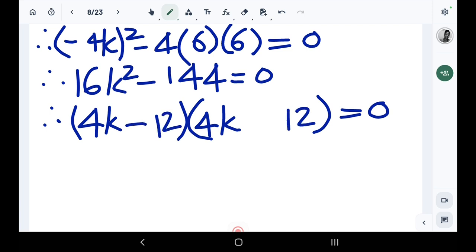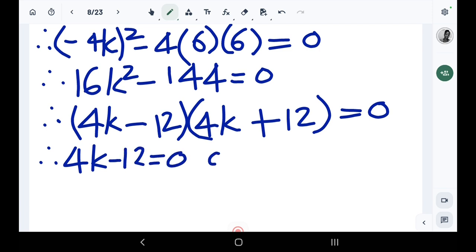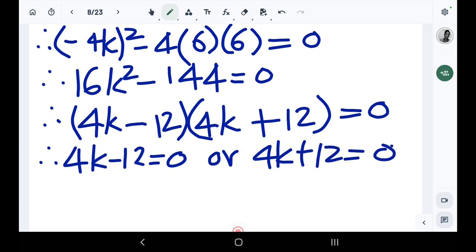In one you put negative, and in the other you put plus. It doesn't matter which bracket you put plus and which you put negative, but the point is, one must be negative and the other must be positive. And now you solve as you would any other normal equation. Therefore, 4k minus 12 equals 0, or 4k plus 12 equals 0. I do not recommend skipping this step because that's where a lot of people make silly mistakes.